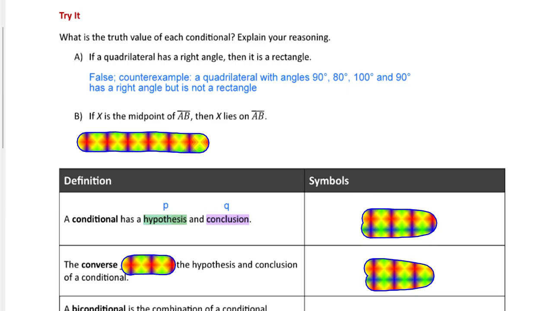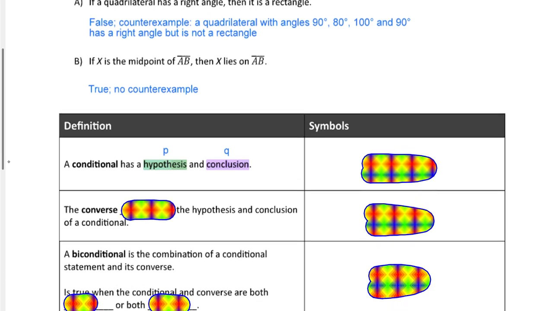If X is the midpoint of line segment AB, then point X is going to lie on AB, right? Well, let's draw a line A to B, and if X is the midpoint, is it in between A and B? Yes, it's true. I don't know where else I could put it. So if I can't prove it to be false, it's true. And can I provide a counterexample? No. So this would be no counterexample.